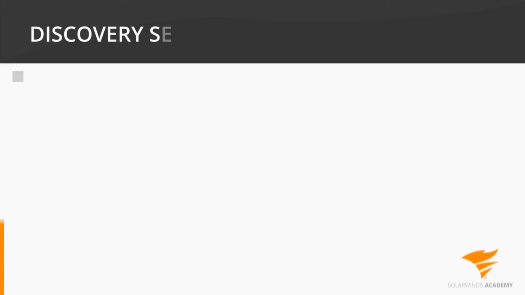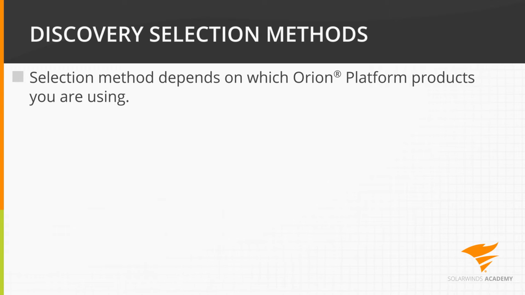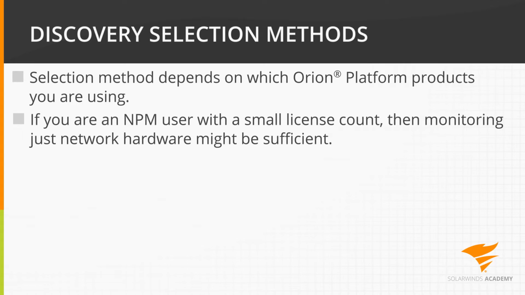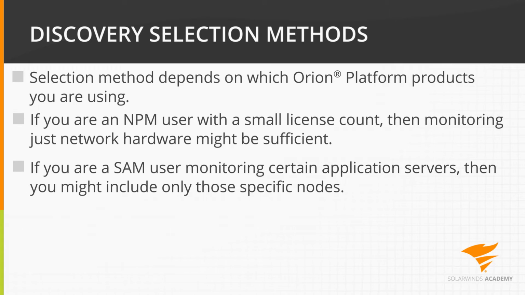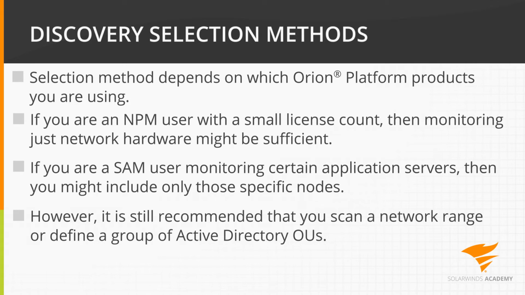Which selection method you'll use probably will depend on which Orion platform product you're using and how you're using them. For instance, let's say you're using Network Performance Monitor but have a fairly small license count. So maybe all you're monitoring is your network hardware. Or maybe you are a server and application monitor user and are just monitoring certain application servers. In those cases, you might just include those specific nodes. However, even in these cases, I usually recommend scanning a network range or defining a group of Active Directory OUs rather than just specific nodes in your discovery.